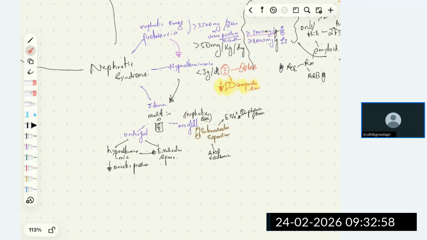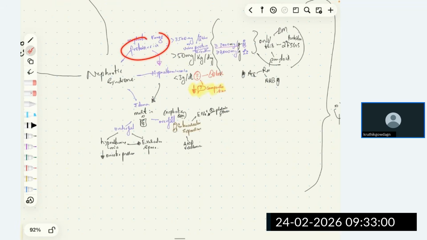If these three criteria are fulfilled, in adults, we consider it as nephrotic syndrome. In children, if the child has edema or criteria 1 + 2, we consider them as having nephrotic syndrome.